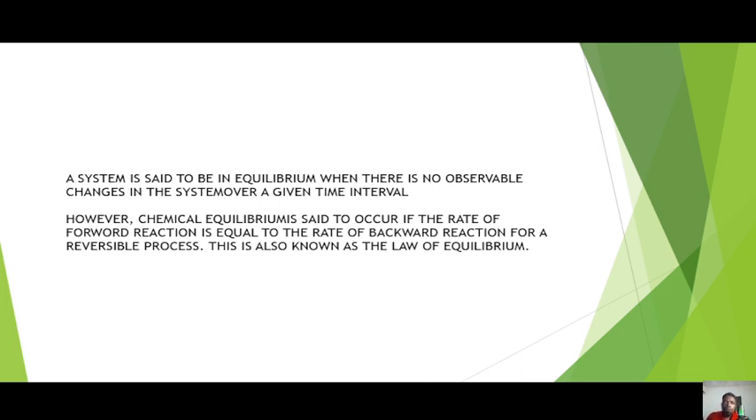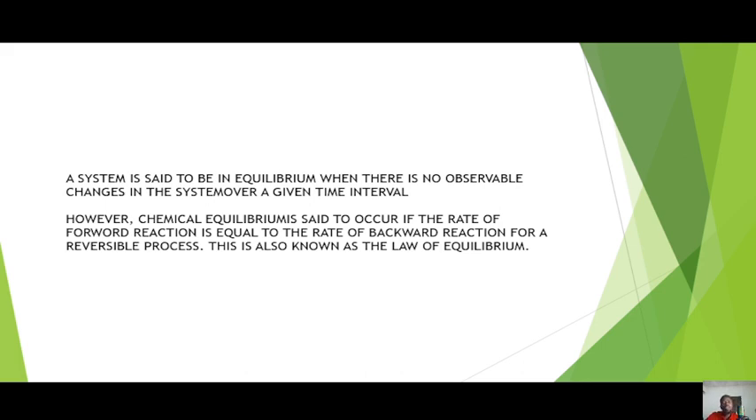That is equilibrium. However, chemical equilibrium is said to occur if the rate of forward reaction is exactly equal to the rate of backward reaction for a reversible process. So just have that in mind, that anytime you are asked when is chemical equilibrium said to occur, it simply is said to occur when the rate of forward reaction is exactly equal to the rate of backward reaction for a reversible process. The implication is that if the process is not reversible, you are not going to talk about chemical equilibrium. You only talk about chemical equilibrium for reversible processes. Now, this particular statement I just made is also known as the equilibrium law or the law of equilibrium.